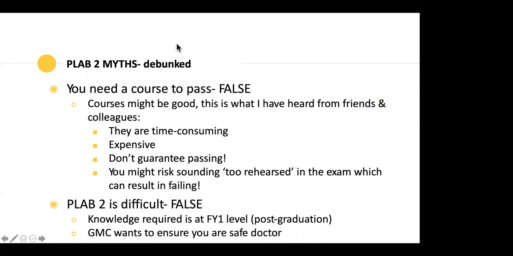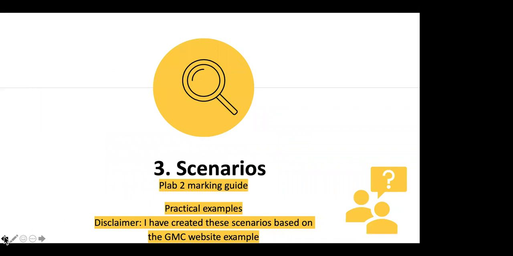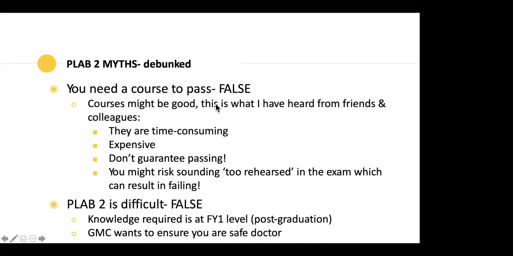So in terms of PLAB 2 myths, the first one is, you need a course to pass. This is false. Courses might be good, and I have nothing against courses at all. But from what I've heard from friends and colleagues, they're time consuming, expensive, and they don't guarantee that you pass. I've read lots of stories on Facebook where people are really angry because they've attended courses one or even two times and they still haven't passed. I think it's because examiners can pick up when you've attended a course and you just sound like you've rehearsed everything and you're just spitting it all back. That's probably a reason why some people fail even after attending more than one course.